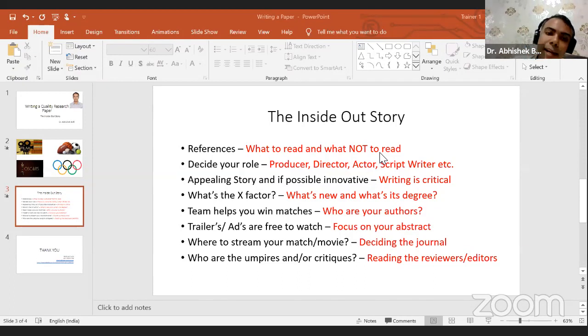So remember my second point, deciding your role. Who are you? Are you a director? Are you good at writing conceptual papers? For example, think about HBR articles in this case. In a good FT level journal, you will never find any number game. You will not find structural equation modeling, t-test, ANOVA, or econometric modeling in any of the HBR articles. It is completely conceptual in nature.